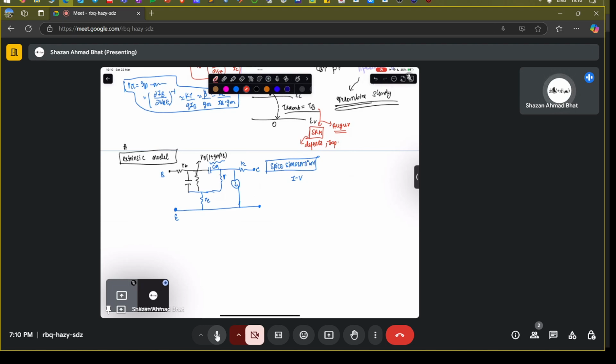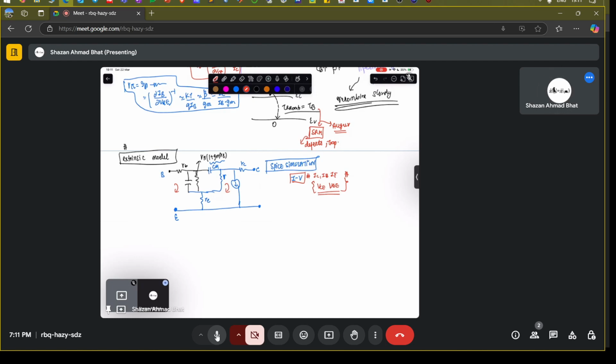So in order to do that, you basically loop using the KVL and KCL equations. You write the KVL and KCL equations and obtain the currents and voltages: the IC, the IB, the IE, and the voltages VCE, VBE, and all the other voltages. That can be obtained by simulating in the SPICE simulator.